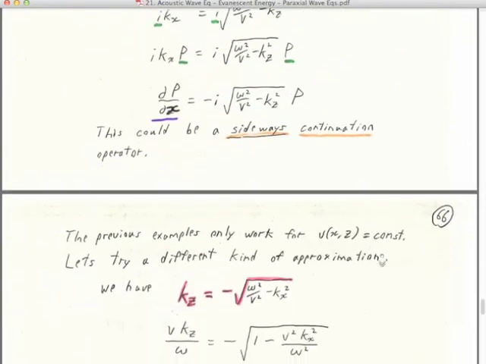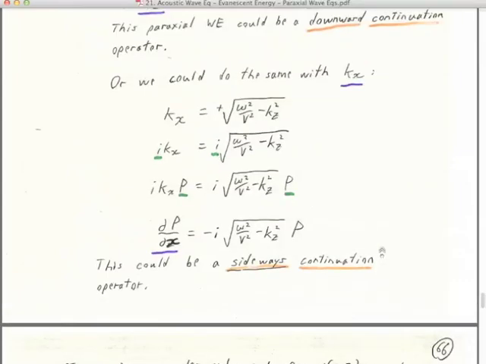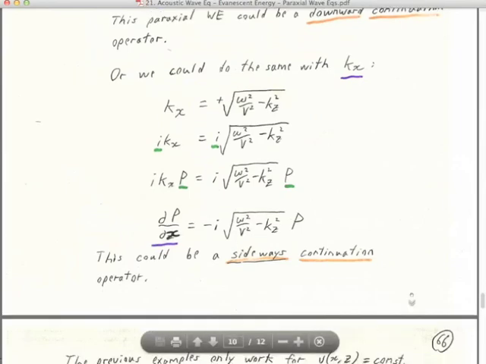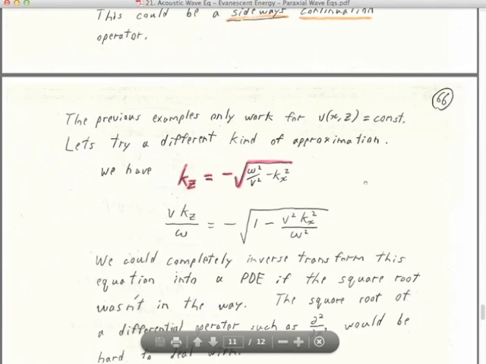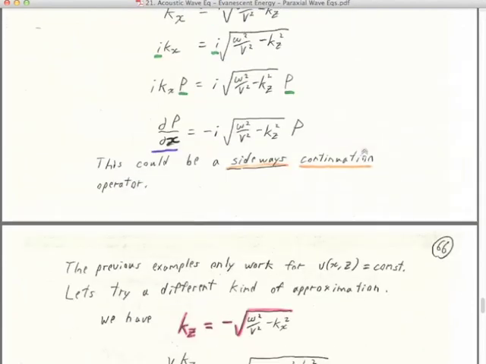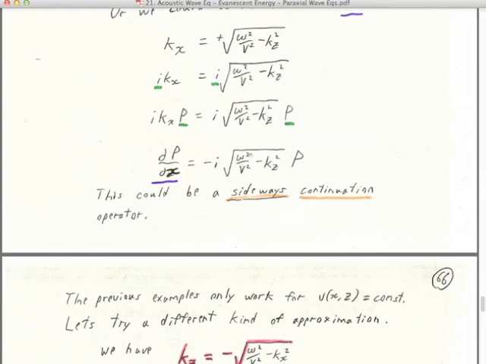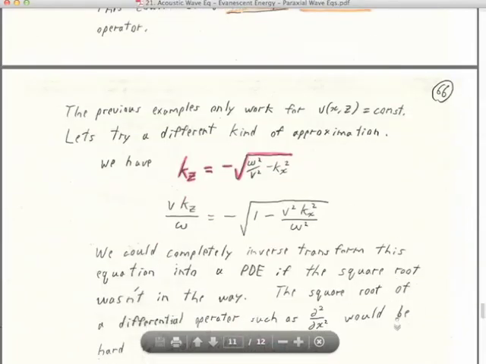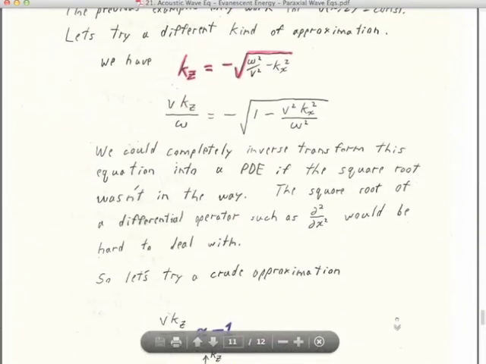Now, notice in these examples that under the radical in the Fourier domain, we have the velocity. So these examples are only going to work for constant velocity. We can't vary velocity in space if we're having to use it in the Fourier domain. Okay, let's try a different kind of approximation.